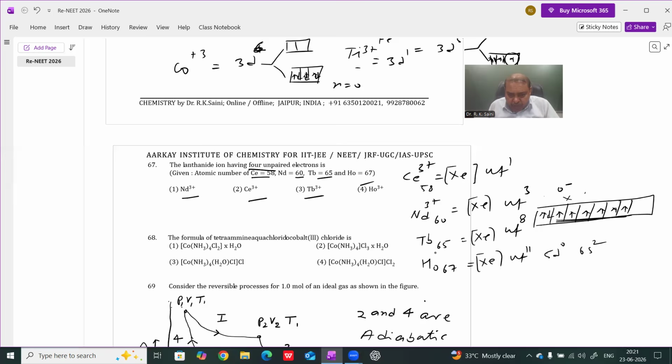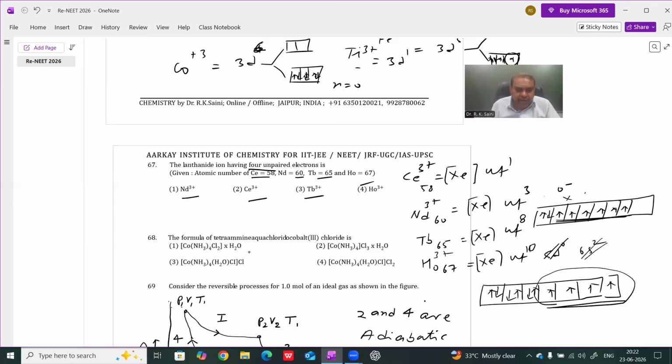In case of holmium plus 3, 2 electrons from s and 1 electron from f. Therefore, 10 electrons. And arrangement of 10 electrons according to Hund's rule. 7 orbitals are there in f. 1, 2, 3, 4, 5, 6, 7. And then pairing takes place. And as the holmium trivalent cation contains 4 unpaired electrons, our answer is holmium plus 3.